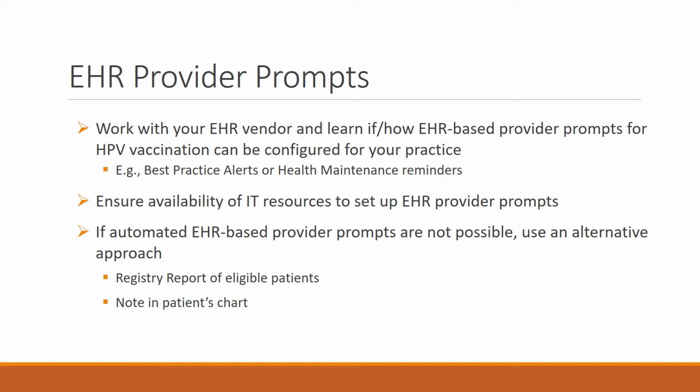If automated EHR-based prompts are not possible, consider using an alternative approach to notify providers that patients are eligible for their HPV vaccine, such as constructing a report of eligible patients. This report can be run manually at specified intervals and the results delivered to those managing the provider prompts delivery. An office staff or clinical team member can then place a note in the patient's electronic chart. Clinics without an EHR can implement the traditional approach of placing notes or stickers on the patient's paper chart.